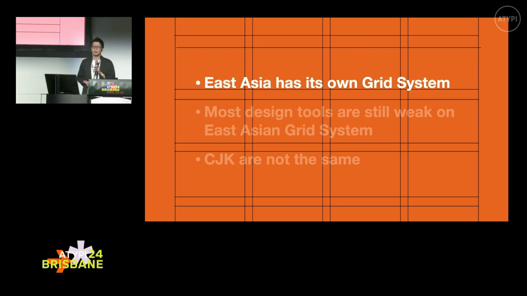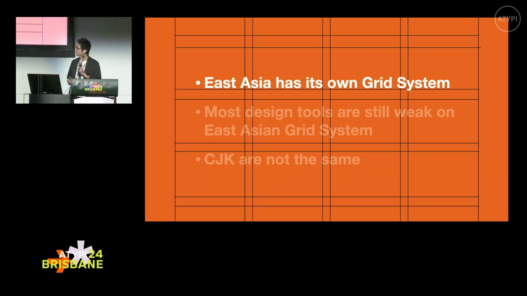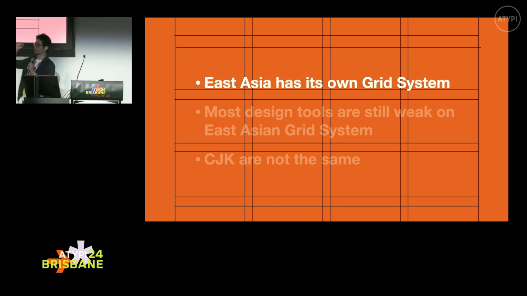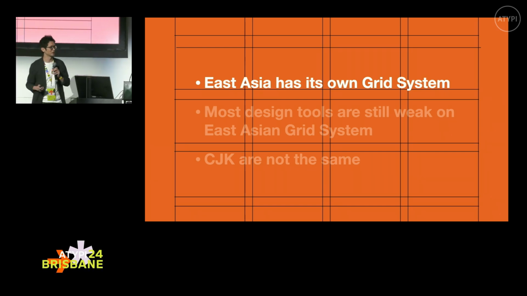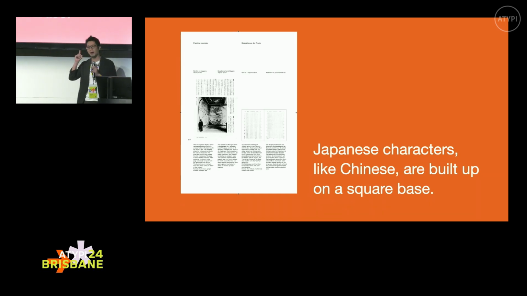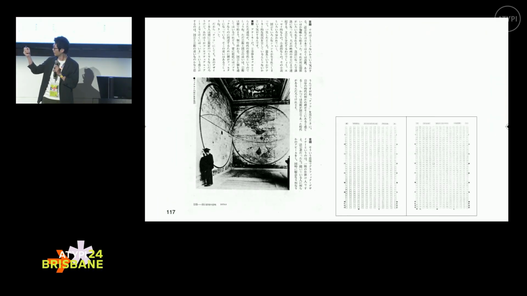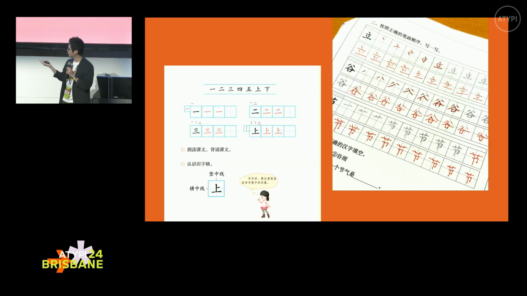So first, East Asia has its own grid system. Although Brockmann wrote almost 200 pages in his book, there's one page where he mentioned that Japanese characters, like Chinese, are built on a square base. Exactly, here is the Japanese book, and here is what we call the layout grid in Japanese, and you can see it is vertical. So from childhood, from writing, we learn our characters in squares.